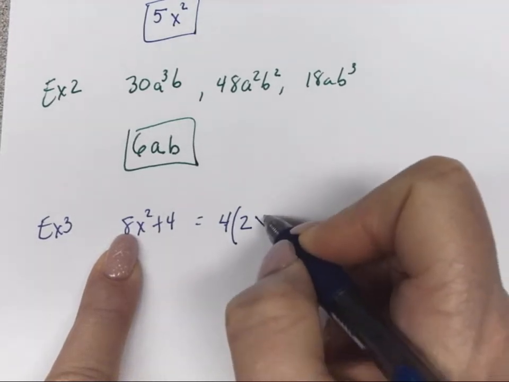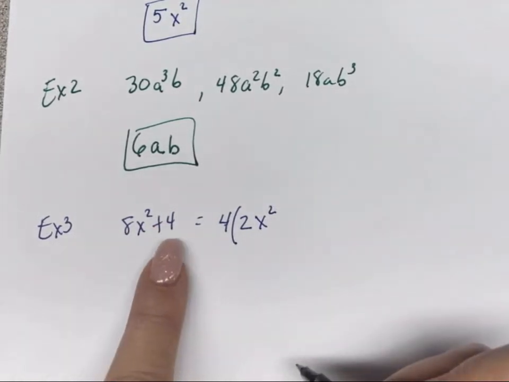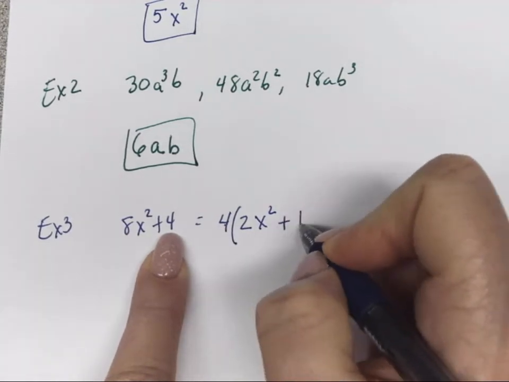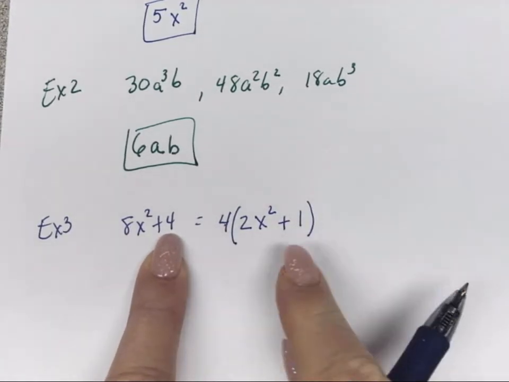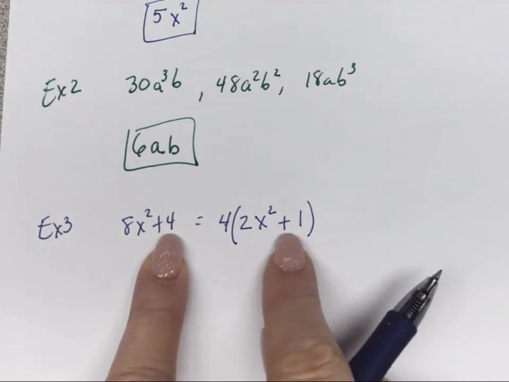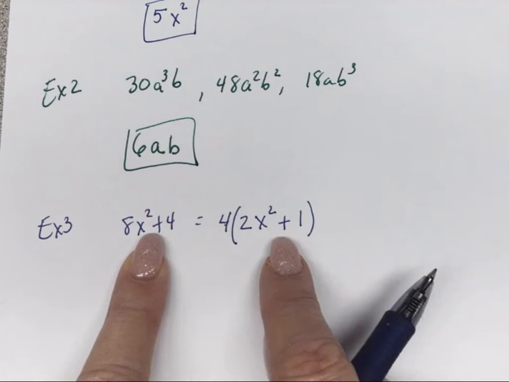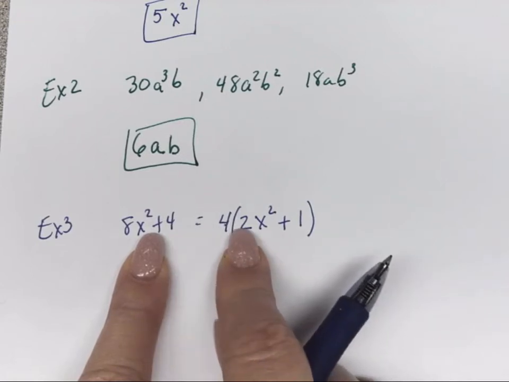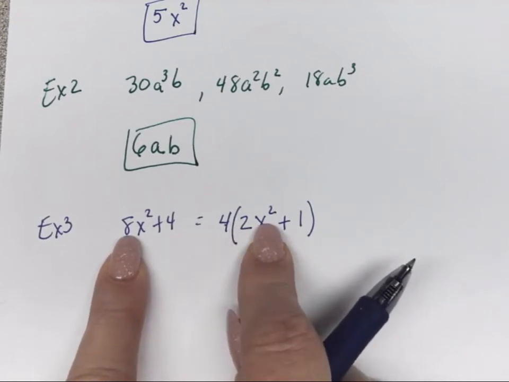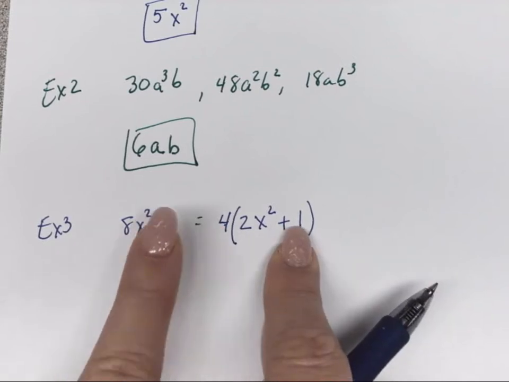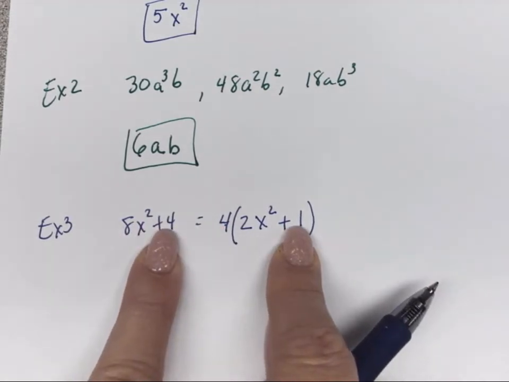And then I still have the x squared. And 4 divided by 4 will get me 1. Now you have to make sure you have 2 terms in your parentheses because you had 2 terms to begin with. And you can check your answer: 4 times 2 is 8 times x squared. Okay, I got that term back. 4 times 1 will get me 4. So I can double check by multiplying it back.